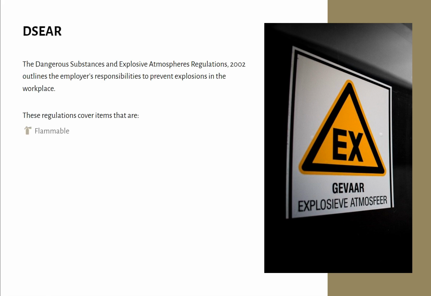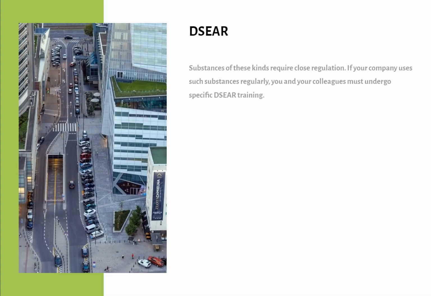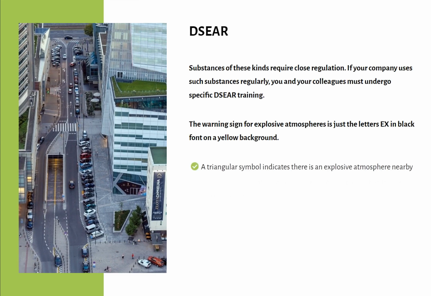DSEAR. The Dangerous Substances and Explosive Atmospheres Regulations 2002 outline the employer's responsibilities to prevent explosions in the workplace. These regulations cover items that are flammable, explosive, oxidizing. Substances of these kinds require close regulation. If your company uses such substances regularly, you and your colleagues must undergo specific DSEAR training.